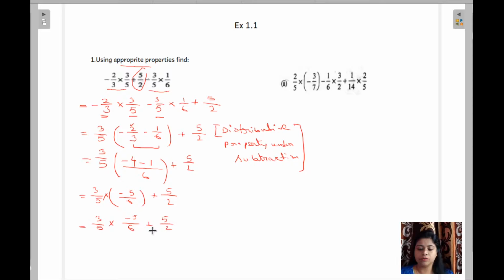Now according to our BODMAS rule, first we have to do the multiplication part. Here 5 and 5 cancel out, and 3 ones are 3, 3 twos are 6. So we are left with minus 1 by 2 plus 5 by 2. The denominators are both 2, so minus 1 plus 5. That means our answer is 4 by 2, and 4 by 2 is equal to 2. That means our ultimate answer is 2. So using the appropriate property, that means distributive property under subtraction, we have solved this question. Okay, next.